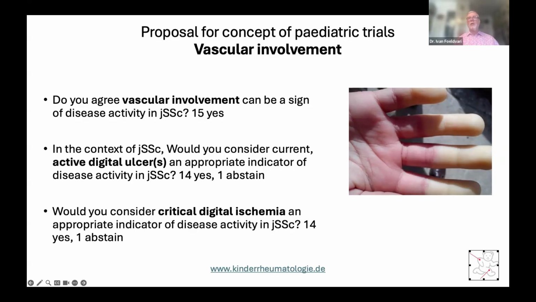We agreed that vascular involvement can be a sign of disease activity in the context of active digital ulcers. So if you have open wounds on the fingertips, it's a clear sign of activity. And digital ischemia is the more severe form. It's not only the tip of the fingers, but more of the finger gets significantly less blood.